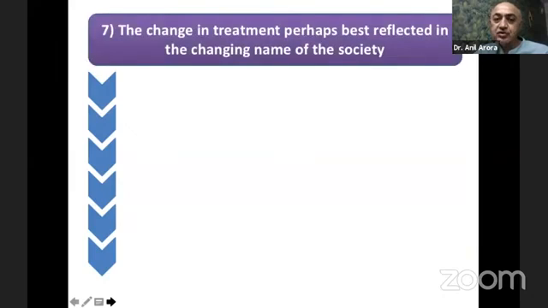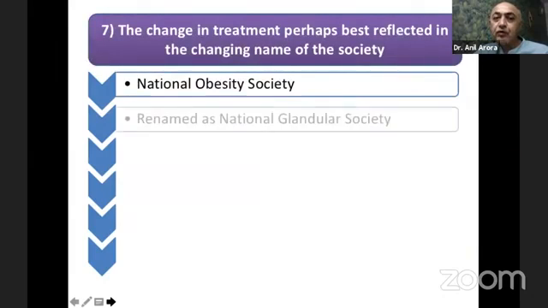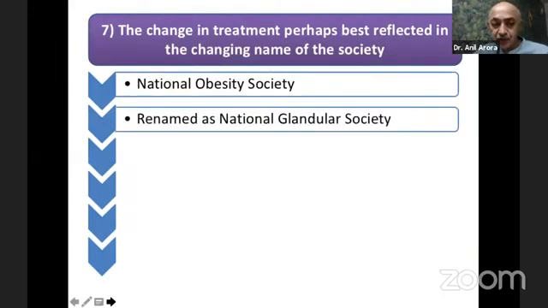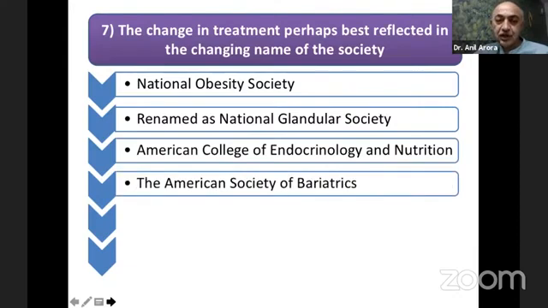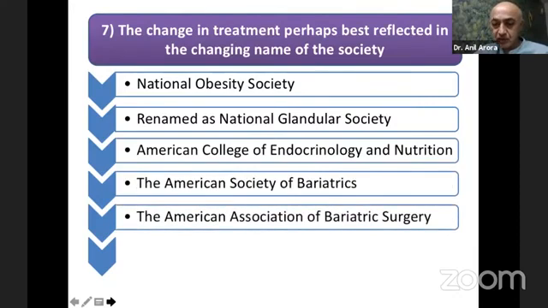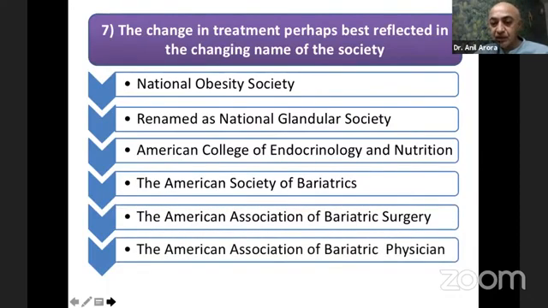And thanks to this changing paradigm, we have newer definitions given by various societies which were trying to look at nutrition and obesity. These were variously named the National Obesity Society, which was renamed the National Glandular Society, then the American College of Endocrinology and Nutrition, the American Society of Bariatrics, the American Association of Bariatric Surgery, and then the American Association of Bariatric Physicians. That only shows how society was viewing the various components of fat, whether as a matter of endocrinology, bariatric surgery, physician care, and whatnot. So this was the changing paradigm.